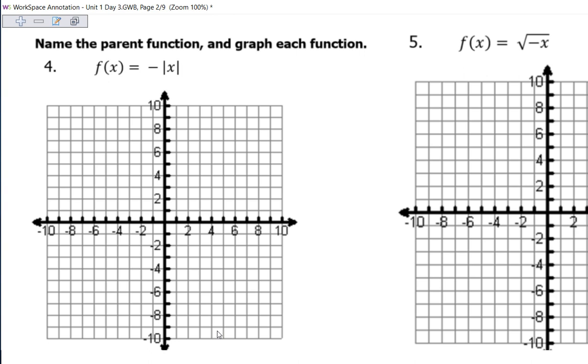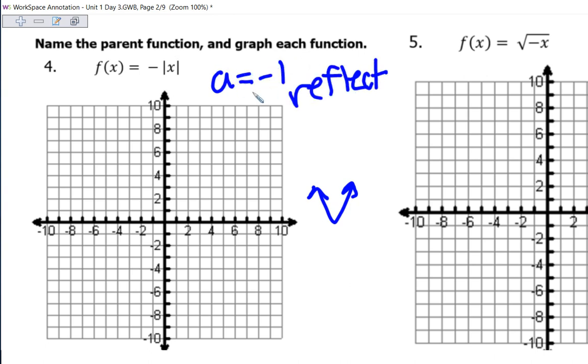Now, what does that negative up front make it? Well, first of all, what does the parent function look like? It makes a V shape. And what does the negative up front make it do? Reflect over the x-axis. So if the a value is negative 1, that means it will reflect over the x-axis. So if your a value is negative, it reflects over the x-axis. So instead of pointing up, it needs to point down.